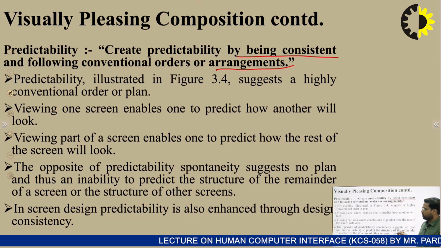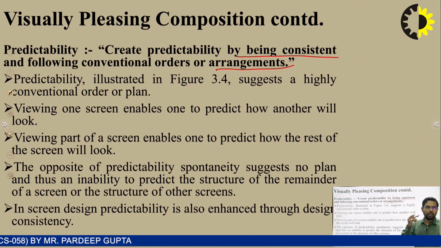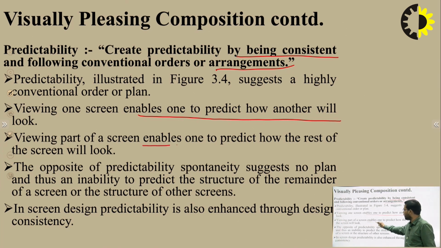Viewing one screen, for example, if we single click on a folder, that selects the folder, and if we double click, the folder opens. So we already predict that if we double click on a particular folder, that folder will open. Viewing one screen enables one to predict how another will look. After one action, what will the outcome of that particular action be? Viewing part of the screen enables one to predict how the rest of the screen will look.